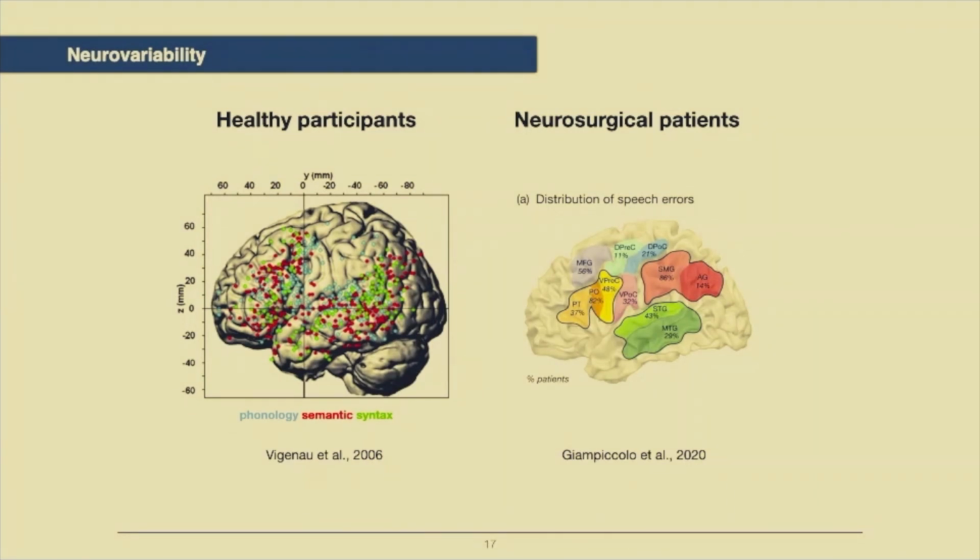Now, similarly, when you test patients, so this is a study in neurosurgical patients where they did TMS to elicit speech errors, so speech arrest. And what you see is, again, the percentages of patients who had speech errors when stimulated in this part of the brain. And you can see that there's quite a huge variability here, again, in the numbers of how many people actually presented with speech errors, but also the distribution across the left hemisphere. Okay, so this is something to bear in mind.